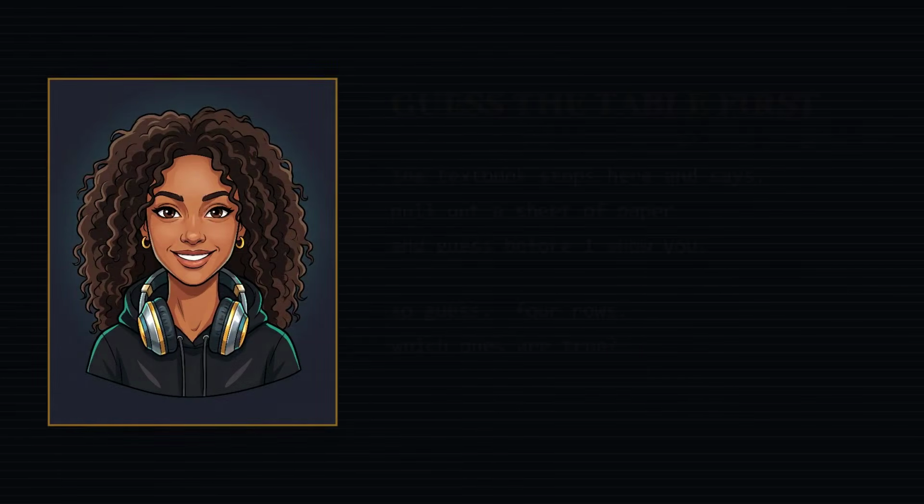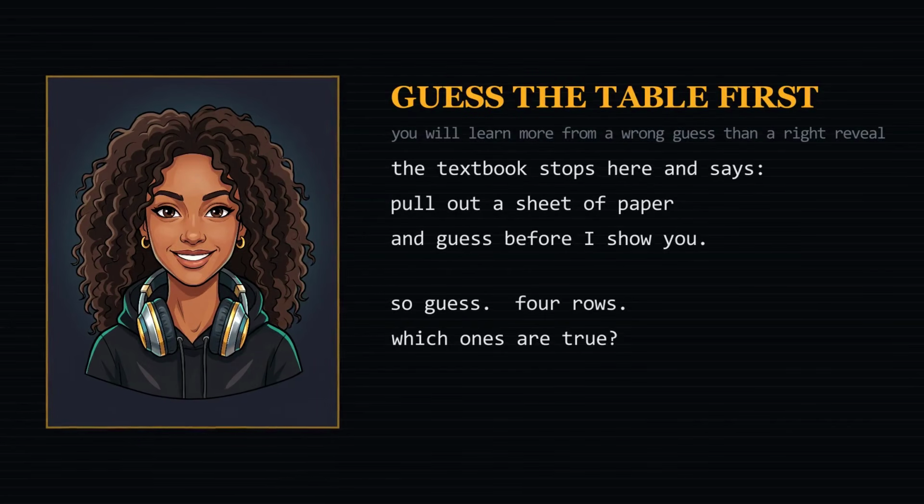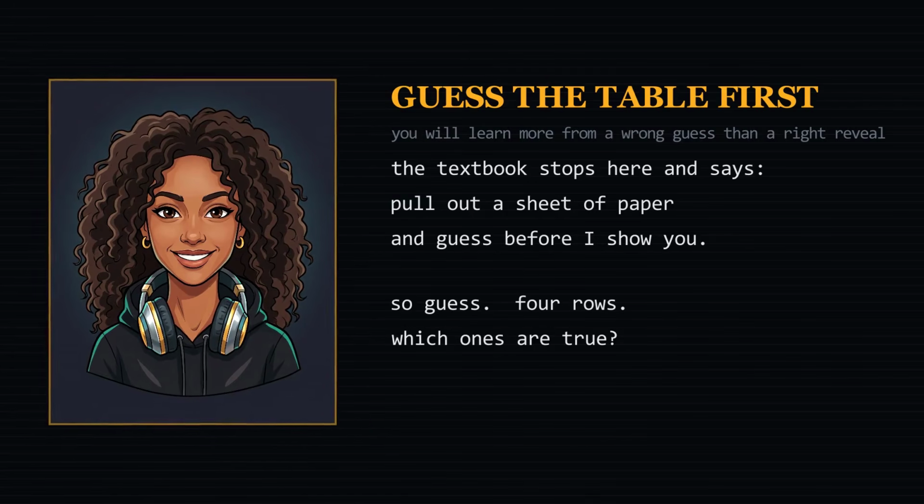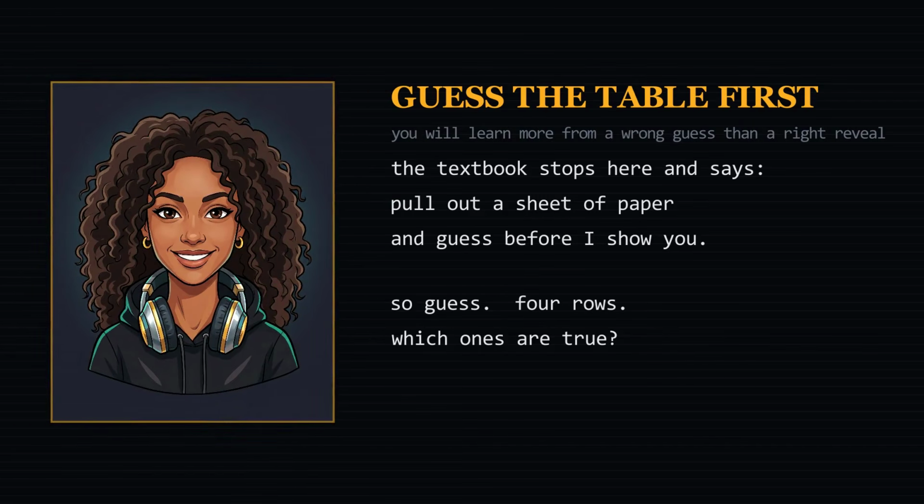And the textbook does a thing here that I respect. It stops and says, pull out a sheet of paper and guess the table before I show you. So guess. 4 rows, which ones are true?